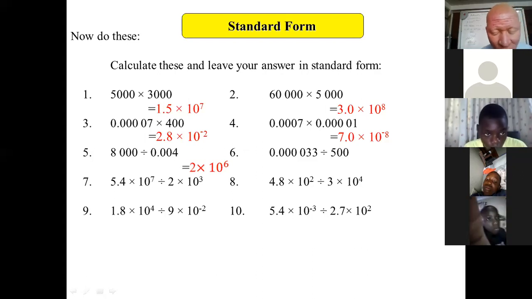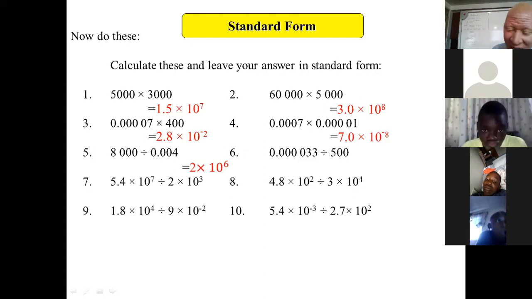Convert it to standard form first. When you convert it to standard form, what are you going to have? 0.00007. When you turn your decimal point, how many times? 1, 2, 3, 4, 5. That's 5 times, is it not?